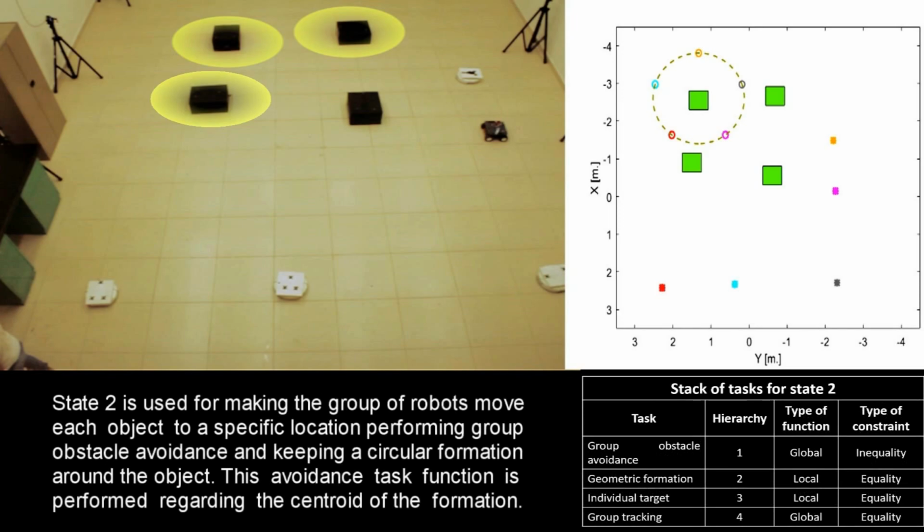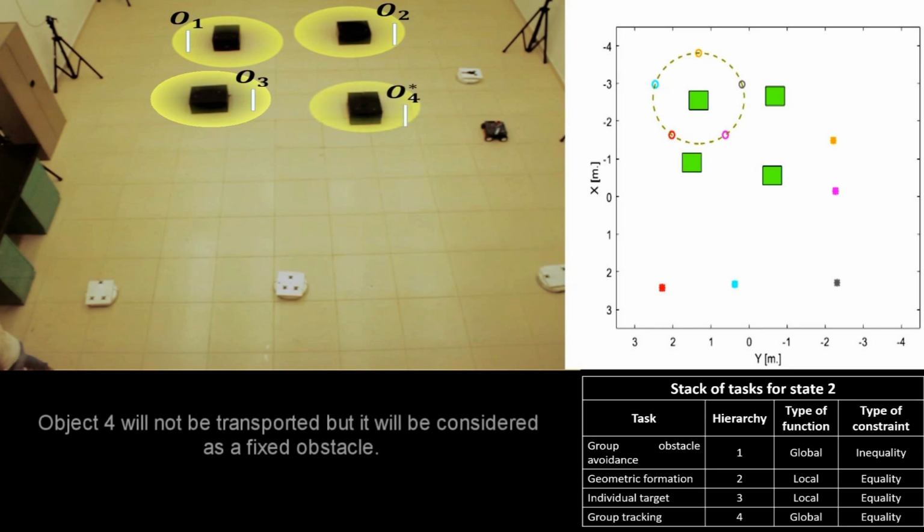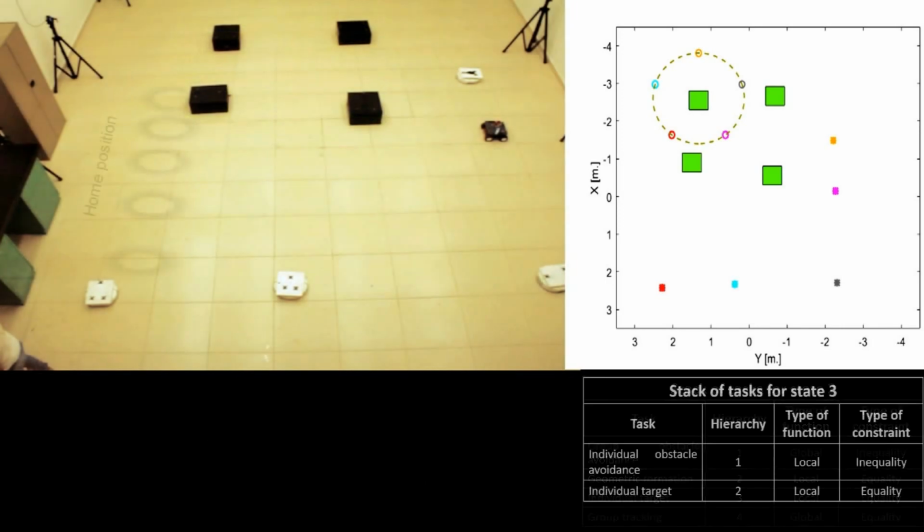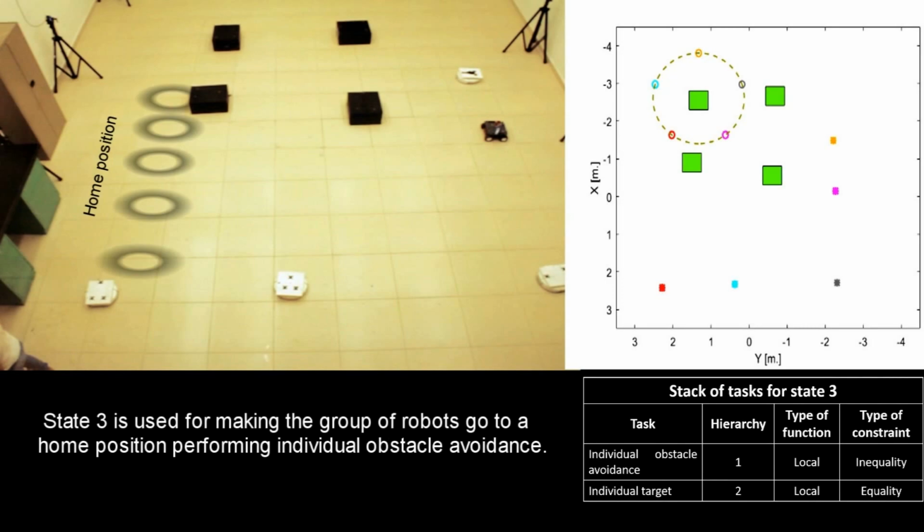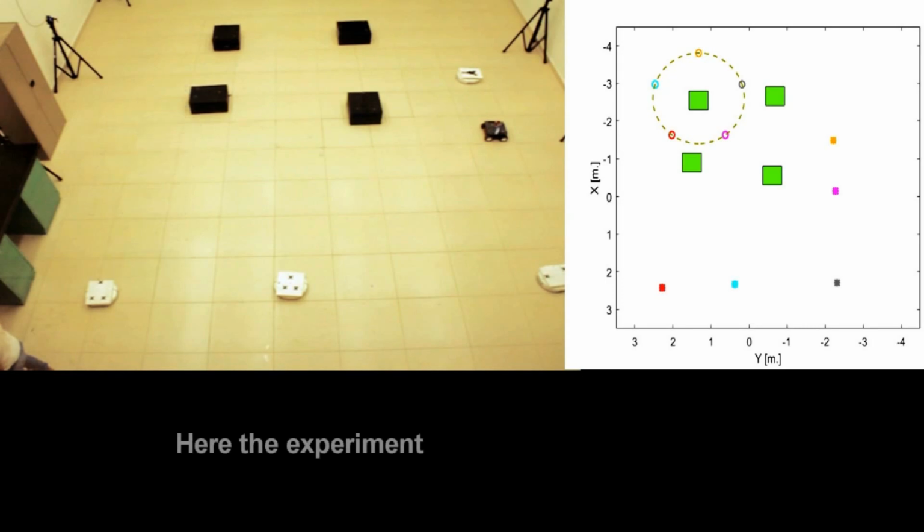In state 2, the group of robots have to move each object to a specific location, performing group obstacle avoidance and keeping a circular formation around the object. This avoidance task function is performed regarding the center of the formation. Object 4 will not be relocated, but it will be considered as a fixed obstacle. In state 3, the group of robots go to a home position performing individual obstacle avoidance. Here is the experiment.